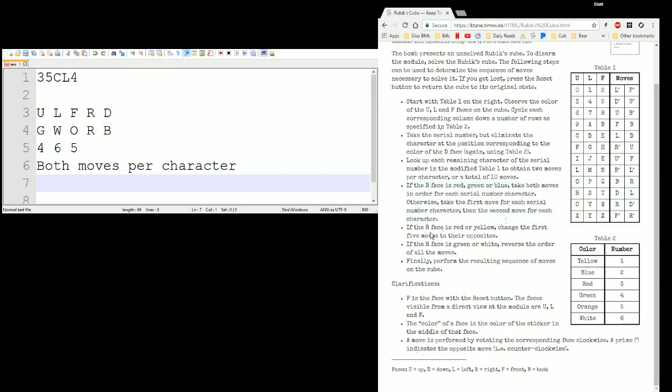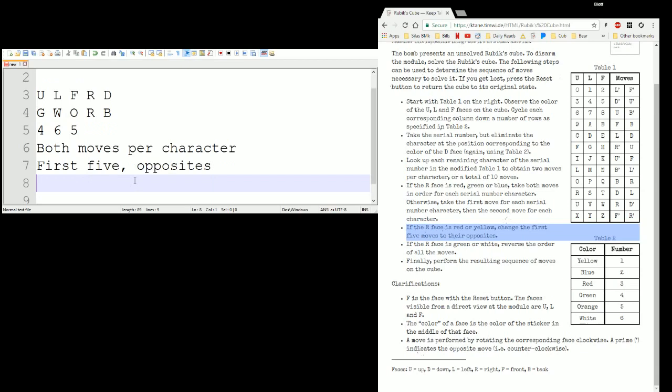The next rule, if the R face is red or yellow, the right face is red, so this is true, we're going to change the first 5 moves to their opposites. First 5 opposites. Again, we'll take care of that as we get to it. If the R face is green or white, reverse the order of all the moves. It's not, it's red, so we don't have to worry about that rule.